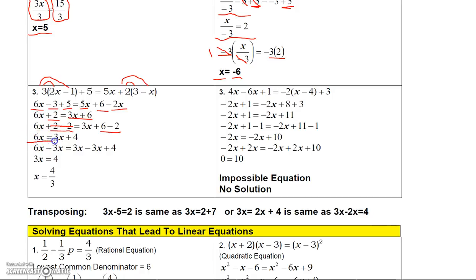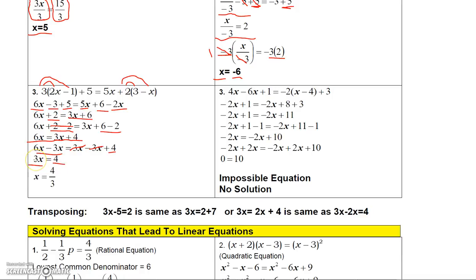Now, to finish this, now that I got my numbers on the right, I want to get my variables on the left. So let's subtract 3x from both sides. And when I subtract 3x from both sides, I'm going to get 6x minus 3x here, which gives me 3x. And over here I'm going to get 3x minus 3x, which of course is 0. And 0 plus 4 is 4. So I have 3x equals 4.